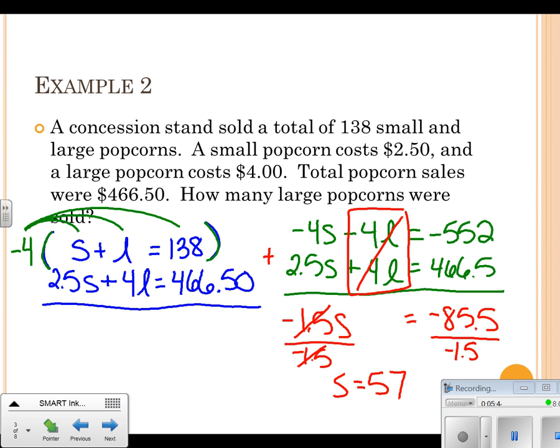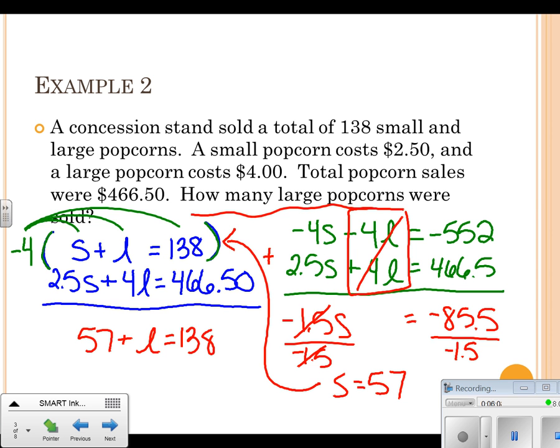And once we know that s is 57, then we can find our l, which is 81. We do that by taking s and plugging it into that first original equation, because that's just the easier of the two equations we wrote. So we said that s is 57, so 57 plus l equals 138. And the question was, how many large popcorns? So not the small, but the large. And when you subtract 57, that's where you get your 81. So 81 large popcorns.